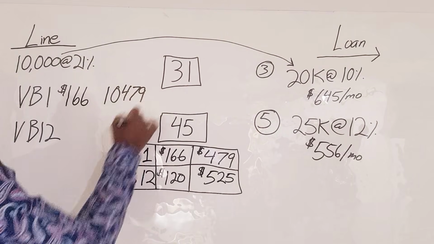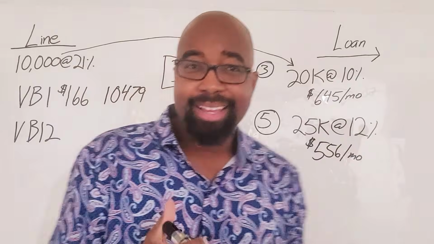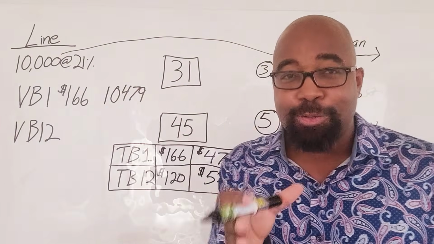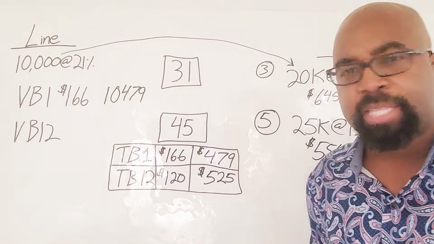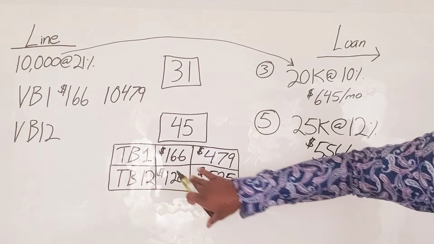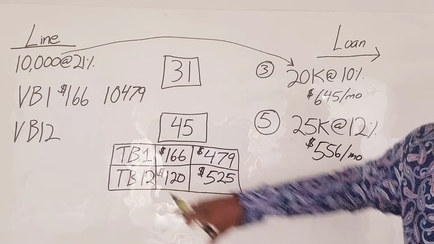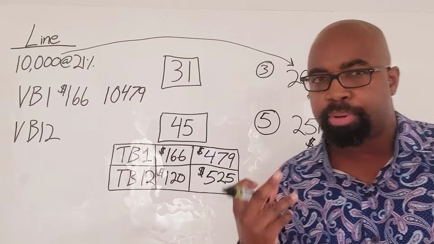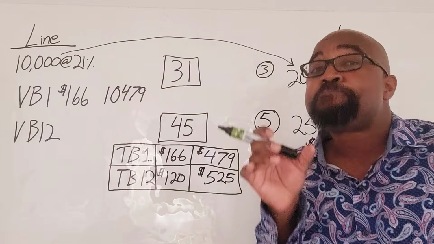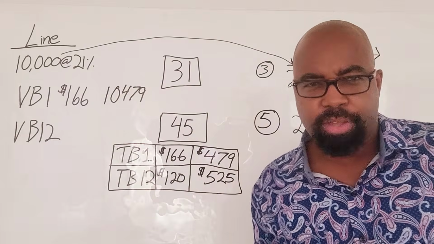$10,479, okay? $10,479. That's on month 1, all right? Can anybody guess what it's going to be on month 12? Now remember, with the traditional banking, on month 12, you still owe the bank $120. And of course, the $525 is going to the principal, albeit that you are paying more towards the principal, so that's a good thing.